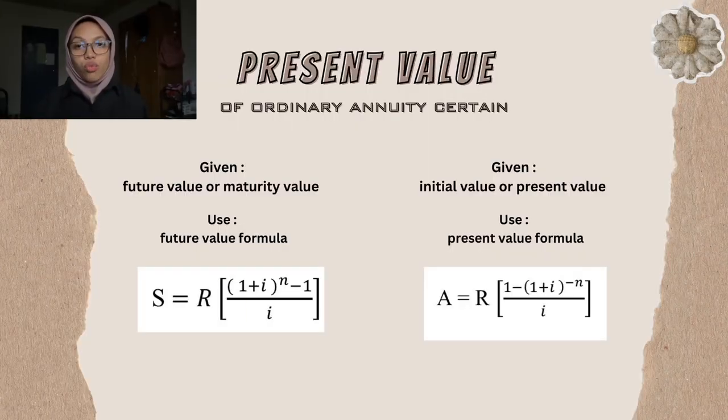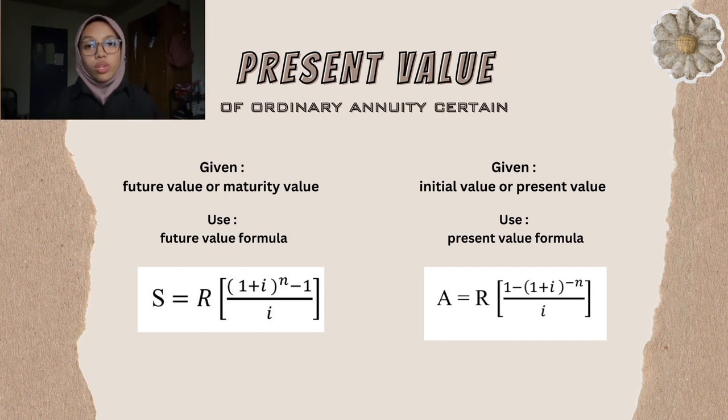Number 3. To find the value of the credit payment R and the number of payments n, we must identify which formula represents the situation. If we are given the future value or maturity value, we must use the future value formula, which is S equals R in bracket, (1 plus i) to the power of n minus 1, divided by i. If we are given the initial value or present value, we must use the present value formula, which is A equals R in bracket, 1 minus (1 plus i) to the power of negative n, divided by i.